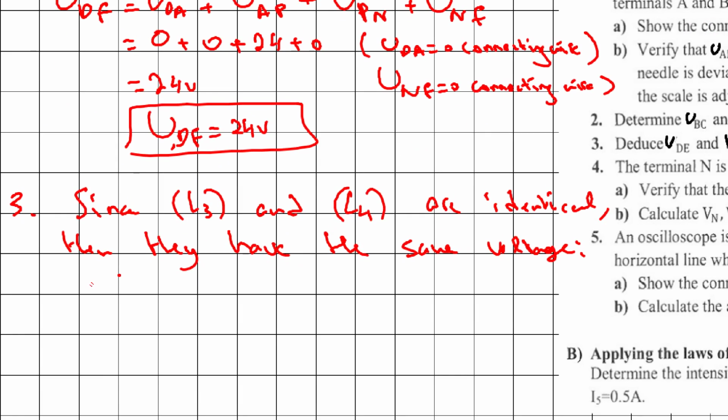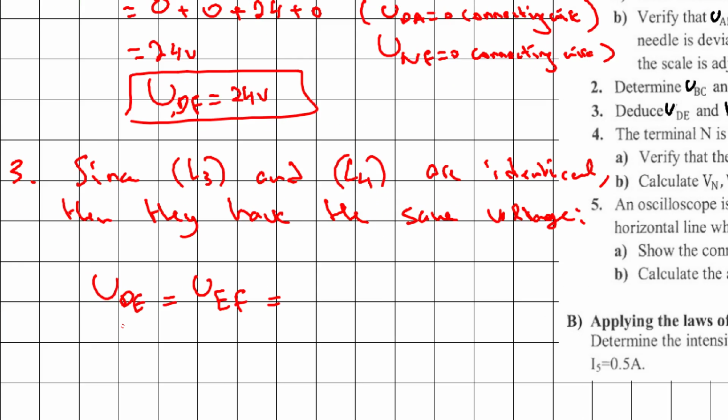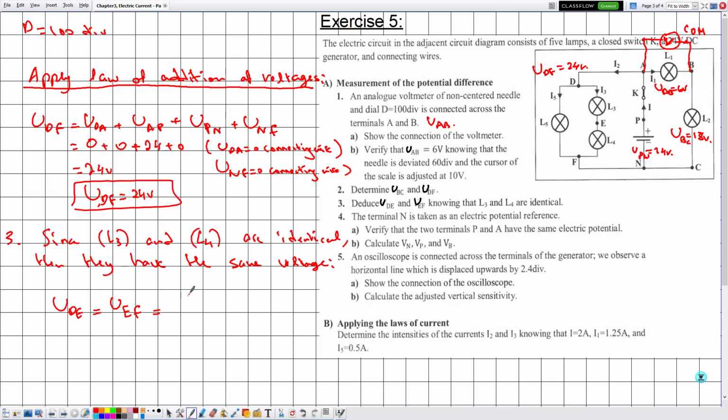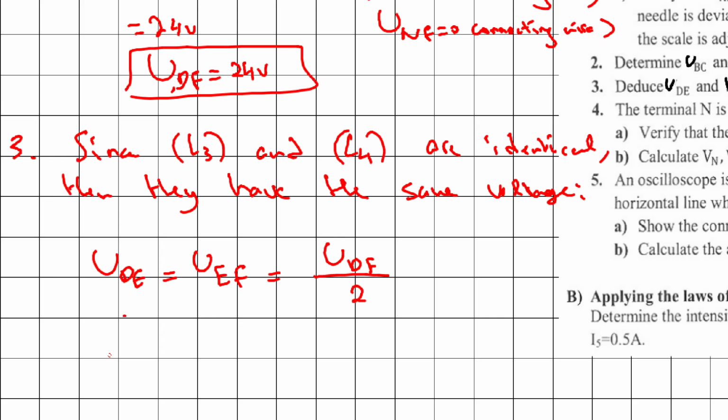So how is this translated to a mathematical formulation? The voltage of L3 is UDE. I'm moving in the same direction of the current, which is equal to UEF, which is equal to the voltage from D to F divided by the number of components, which is 2. Notice that here we cannot include the voltage UDF in this equation, because I'm using this equation based on the fact that we eliminate a point and we put the first point with the final point, which is UDF.